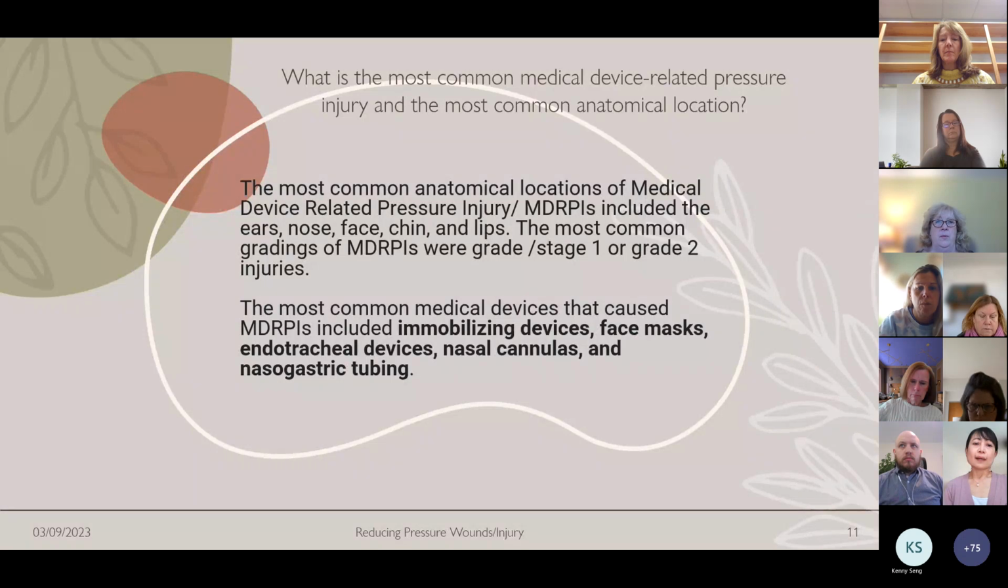And also, as I already mentioned in the prior slide, the most common medical devices that can cause MDRPIs include immobilizing devices. You see the pictures: face mask, endotracheal devices, nasal cannulas, and nasogastric tubing.